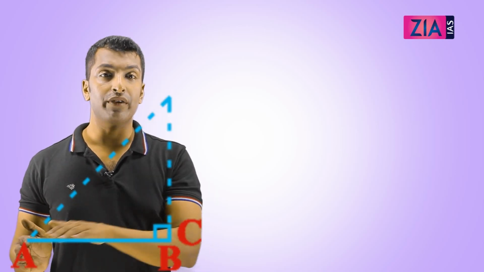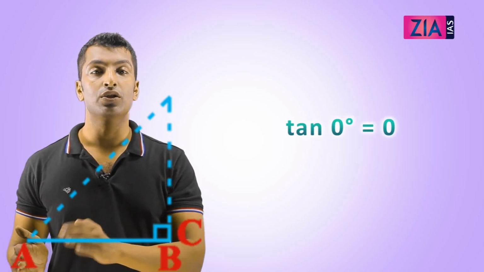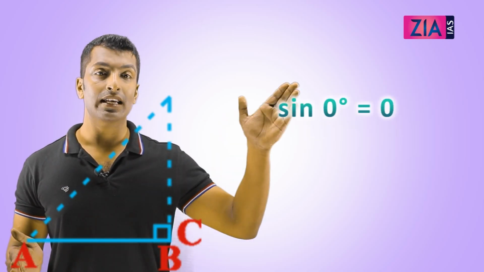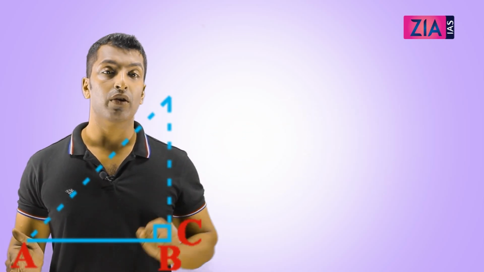Now what about tan 0? Tan 0 will be the opposite side divided by the adjacent side. We already understood the opposite side is 0. So tan 0 is going to be 0. So sine 0 is 0, cos 0 is 1 and tan 0 is 0. Now let's look at cosec 0, sec 0 and cot 0.